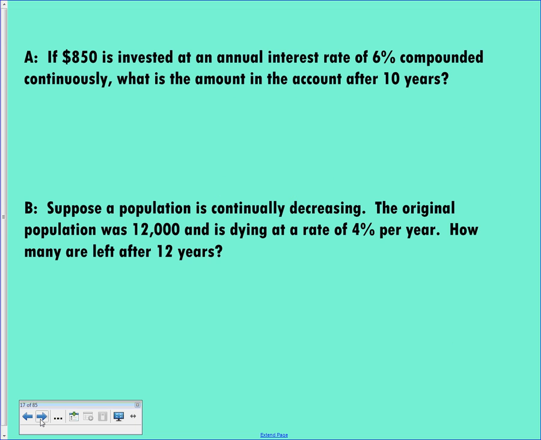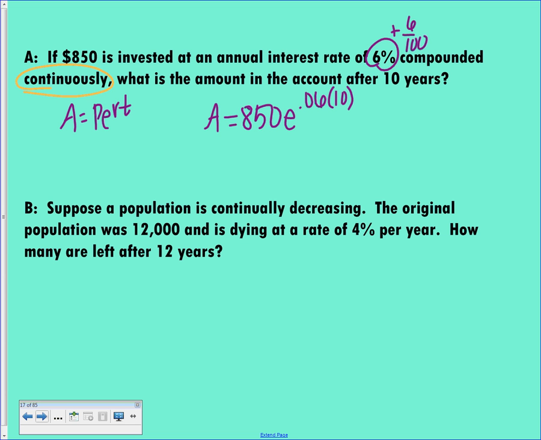Looking at that, now let's try and write some of our own. If $850 is invested at the annual interest rate of 6% compounded continuously, so there's that key word, that means we have to use the formula from today, which is PERT. If I know I originally invested $850, that would be my P value. E is just E. R is my interest rate. Again, you always have to take that and divide by 100, so that will be 0.06. It's growing, so I kept it a positive 0.06. And then time is 10 years.